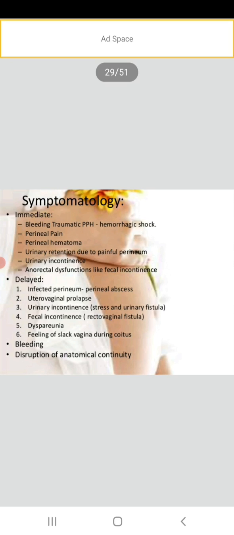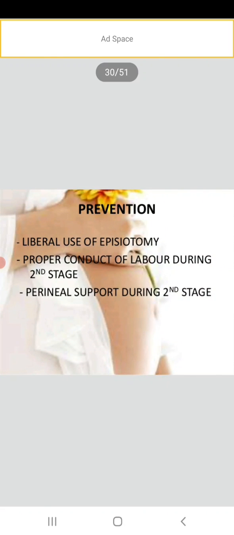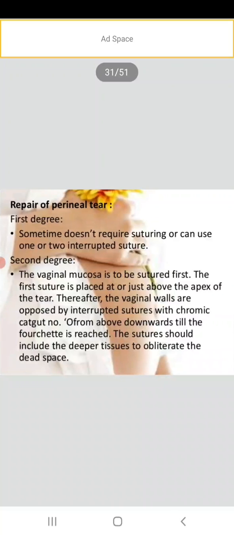Delayed: infected perineum, perineal abscess, uterovaginal prolapse, urinary incontinence, fecal incontinence, dyspareunia, feeling of slack vagina during coitus, bleeding, disruption of anatomical continuity. Feeling of slack vagina during coitus means that the vagina will be floating like this. Okay. Then prevention: liberal use of episiotomy, proper conduct of labor during second stage, perineal support during second stage.